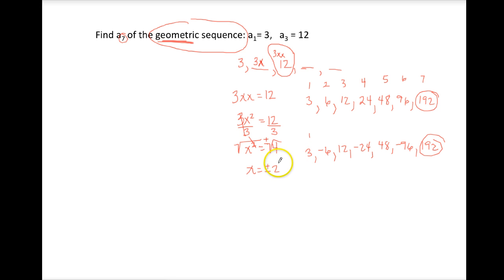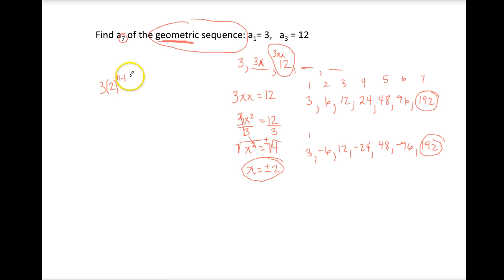The other thing that you could do after finding out what your x value is, what you're multiplying by, is you could write down what your geometric series looks like. We know we're starting with 3, and we're multiplying by 2 every time. So we could write this as 3 times 2 to the n minus 1. If you want to go this route, you can do it this way also.